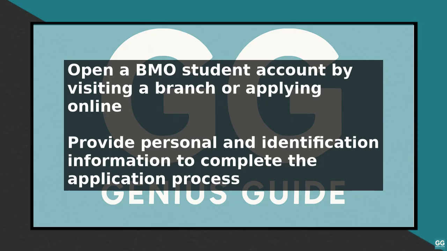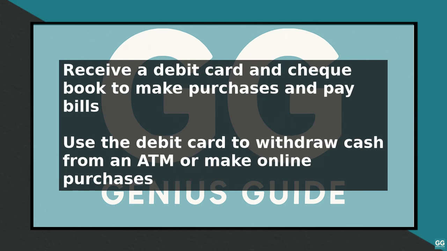The debit card can be used to make purchases online or in store, and to withdraw cash from an ATM. The checkbook can be used to pay bills or make purchases by check. To manage your account, you can use online banking or the BMO mobile app. These tools allow you to check your account balance, view your transaction history, and transfer money between accounts. You can also use online banking or the mobile app to pay bills and set up automatic payments.